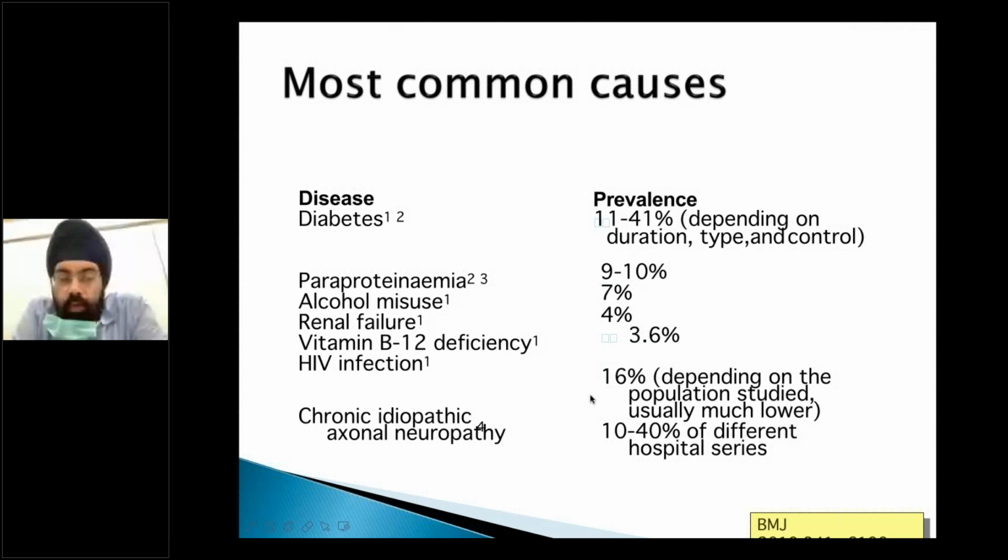Coming on to chronic idiopathic axonal neuropathies. Now the incidence varies between different hospitals depending on the level of referrals. Let's say tertiary care might be 4, but that varies from 10 to 40%. So these are the crux: diabetes, blood disorders, alcohol, CIAN, B12 deficiency, and HIV. These 6 should be top of your mind whenever you are thinking of a neuropathic disorder.